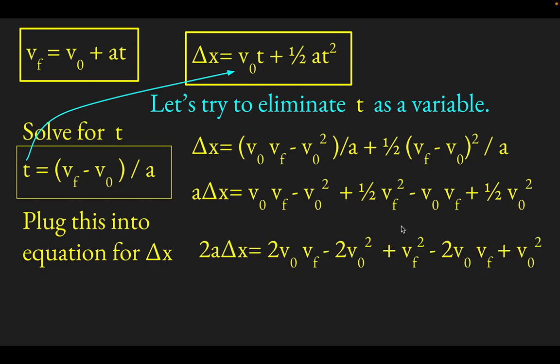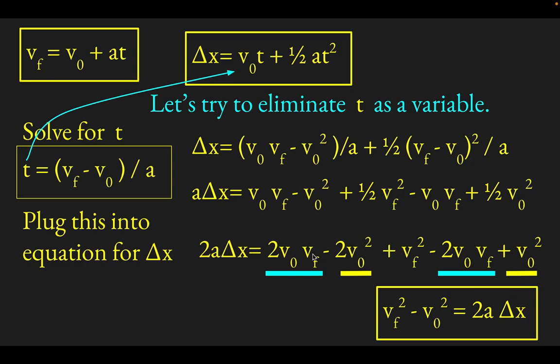So I'm just multiplying both sides by 2. Well, now if you look at what happens, we have a term that has 2v naught vf, and then we have a term that's minus 2v naught vf. So that's going to cancel out. We won't have to worry about that term. And then you also notice that we have a term that goes like minus 2v initial squared, but then plus v initial squared. So that's going to conspire to make a minus v initial squared. Well, so what you end up finding out then is the right-hand side here is really just v final squared minus v initial squared. And then the other side of the equation is 2a delta x.